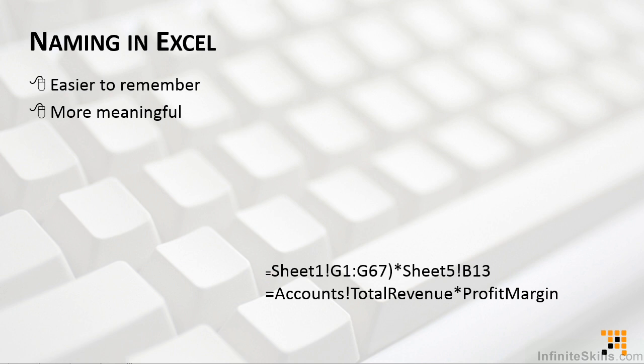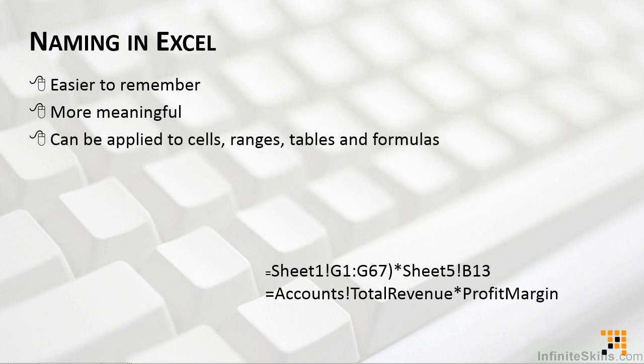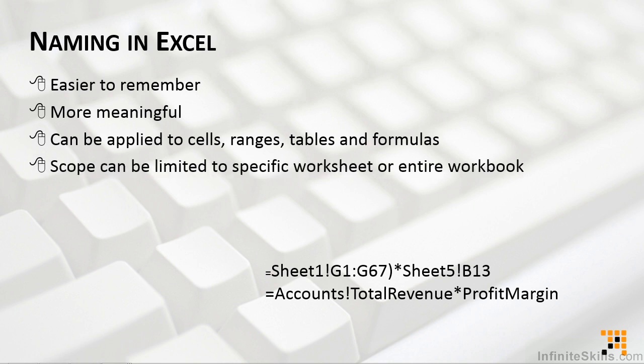I would need to actually go look at that range and hopefully find a label to help me understand what that data actually is. Naming can be applied to individual cells, to ranges of cells, to tables, and to formulas. So really, names can be used throughout Excel. Again, whether you're linking data or working with multiple worksheets or not, naming is a really good, sound practice, and maybe a best practice for everybody to use.